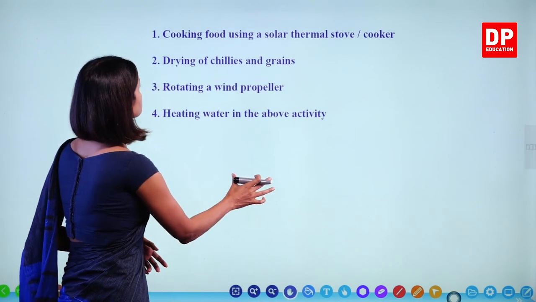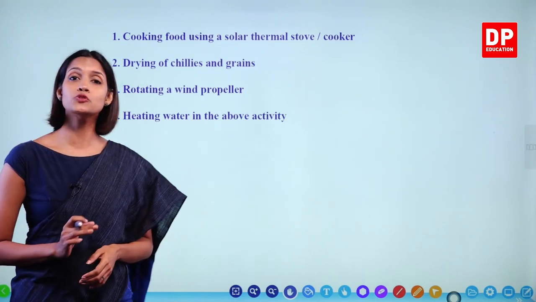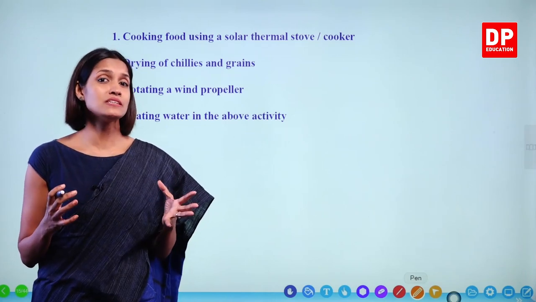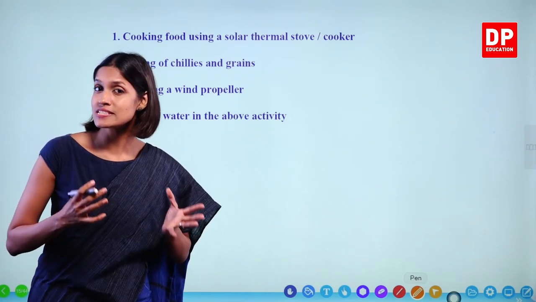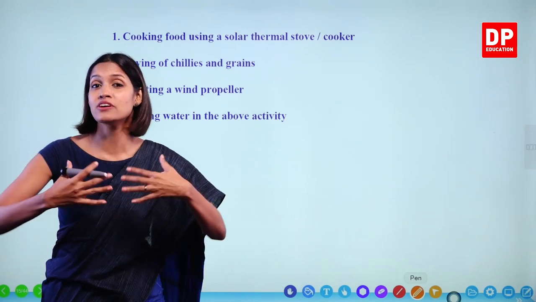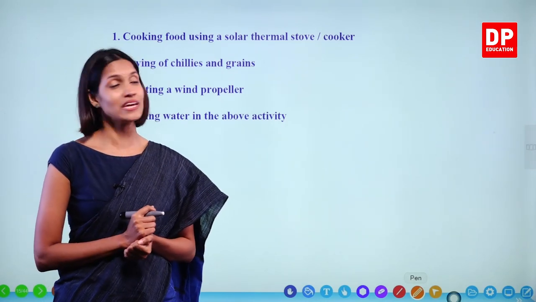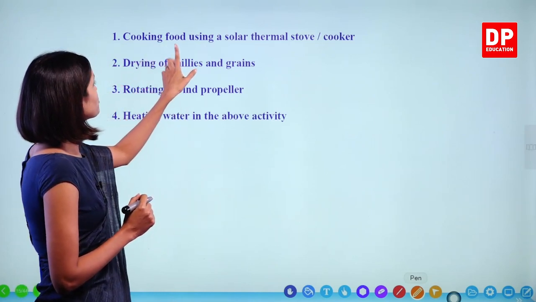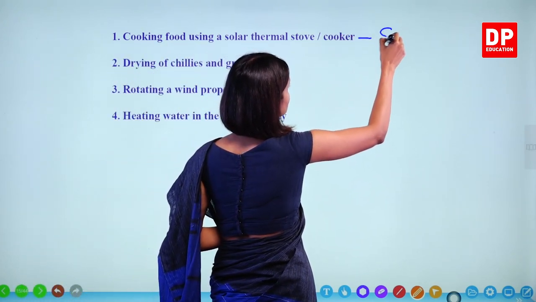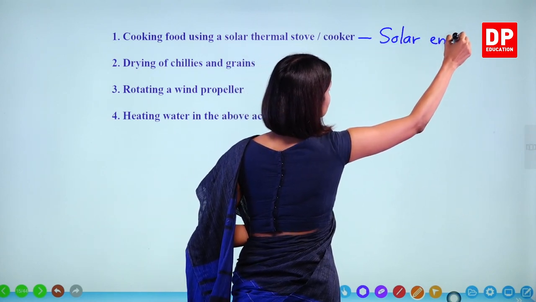Right. So, cooking food using a solar thermal stove or solar thermal cooker. What is the type of energy we use? We use heat energy. But this is not just any heat energy. It is heat energy given by the sun. Heat given by the sun. So this is known as solar energy. Okay, so we will write: cooking food using a solar thermal cooker. Here we use solar energy.